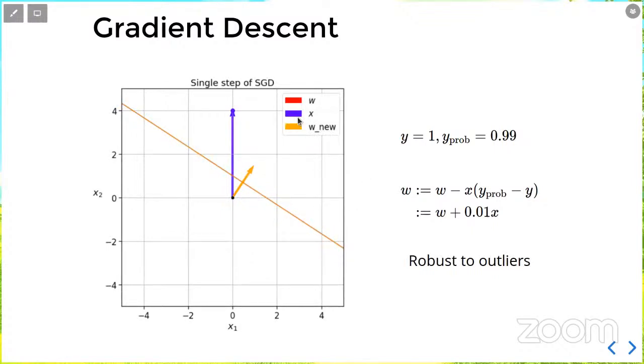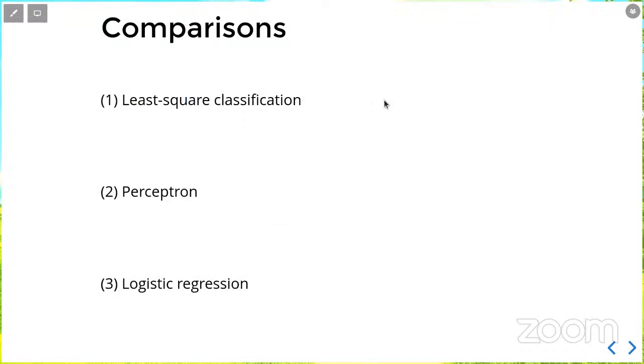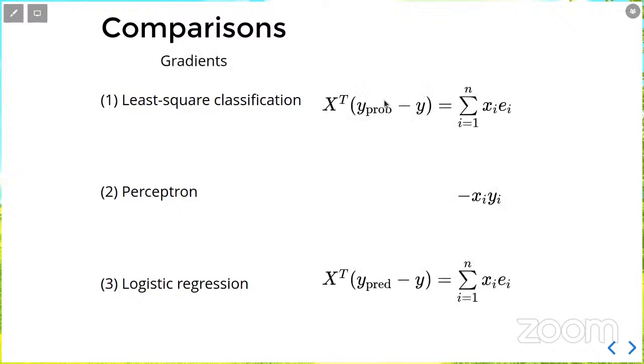From this, we see that logistic regression is much better at handling outliers compared to other models. Again, this is something we need to make a note of. This is an animation that shows how logistic regression works using SGD for, say, 40 or 50 epochs. Because probability is bounded, even the outliers have a probability of 0.99, so they will not impact it at all. So that is what this slide is about.